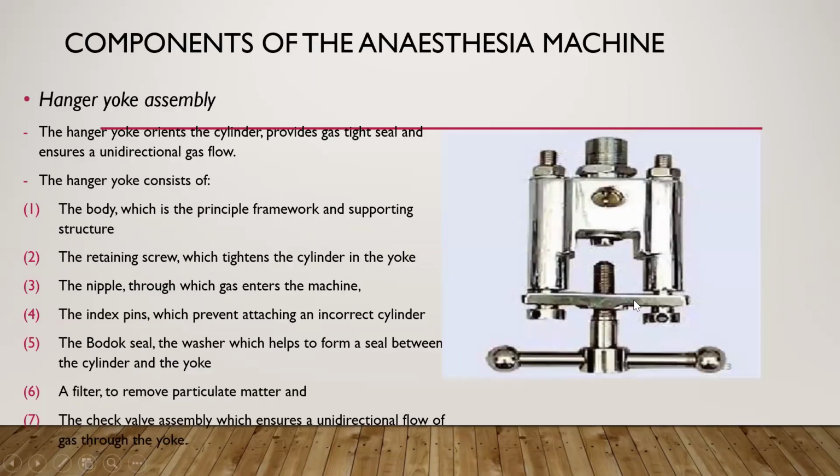The hanger yoke assembly. I'm sure many of us have tried to couple our cylinders, pinning the cylinders to your anesthetic machine. This is what you use, the hanger yoke assembly. What it does is that it helps to orientate the cylinder, provides a gas seal, and ensures a unidirectional gas flow. It has a body. This is the body of the hanger.